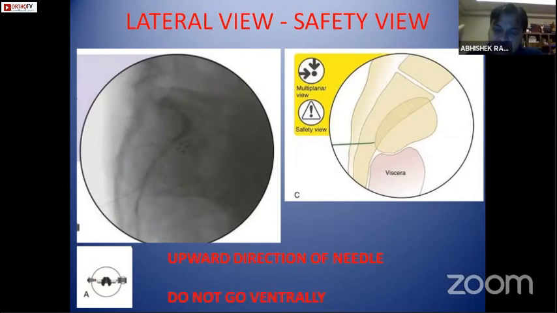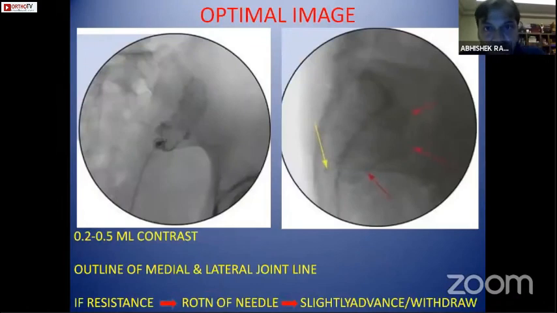In the lateral view, which is basically the safety view, the only thing that we have to keep in mind is that the only structures that we are liable to injure in this particular procedure lie anteriorly, that is the so-called viscera. So this lateral view is the safety view, and we need to take it in order to make sure that the needle has not progressed inadvertently. The needle, as you can see in the lateral view again, is upward directed, and obviously we don't go ventrally.